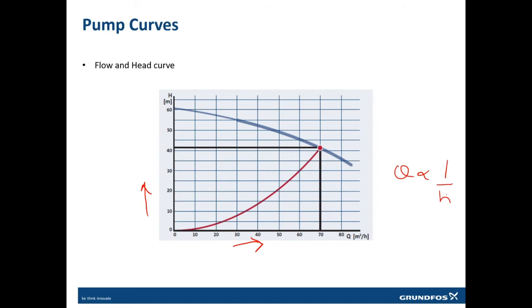Now in this pump curve, we can see at 70 meter cube per hour, this pump will generate approximately 41 meters of head. This is what we call the duty point of the pump, meaning the flow and head of the pump at full speed. Maybe this pump is running at full speed. So at full speed, if you run this pump, you will be able to get 70 meter cube per hour and 41 meters of pressure.